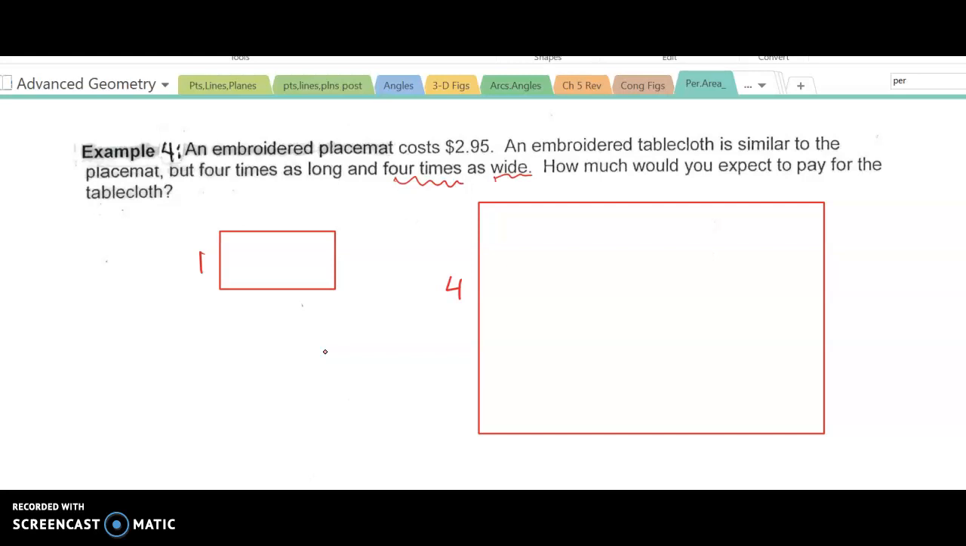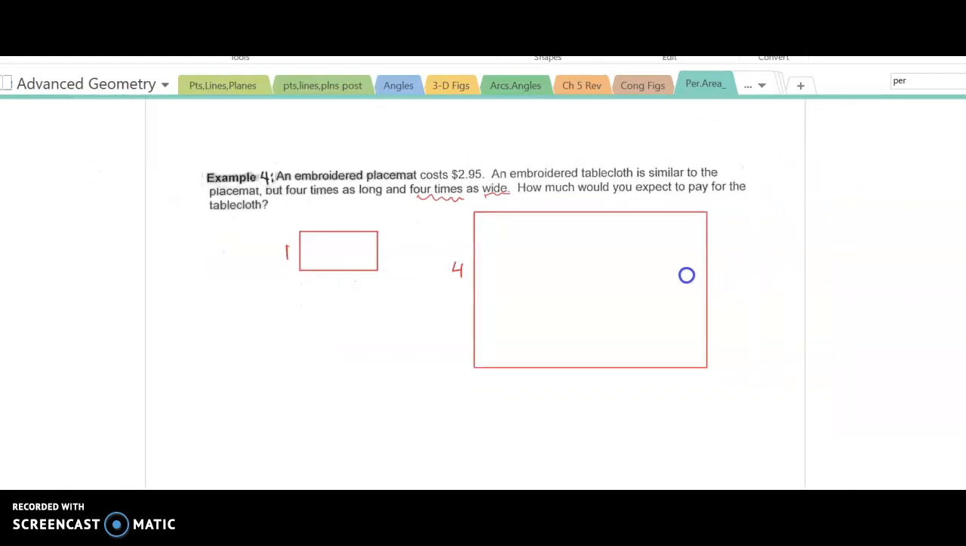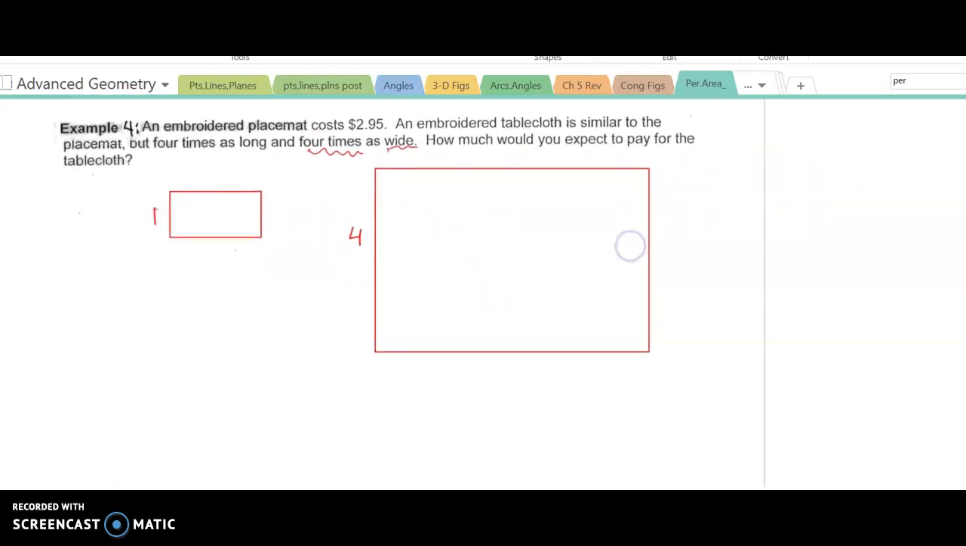And so, the interesting part of this problem is they want you to know that when you're talking about how much it costs for a placemat, you're not talking about the length, you're talking about area. How much cloth is used would be a function of the area more than it is just the length or the width.